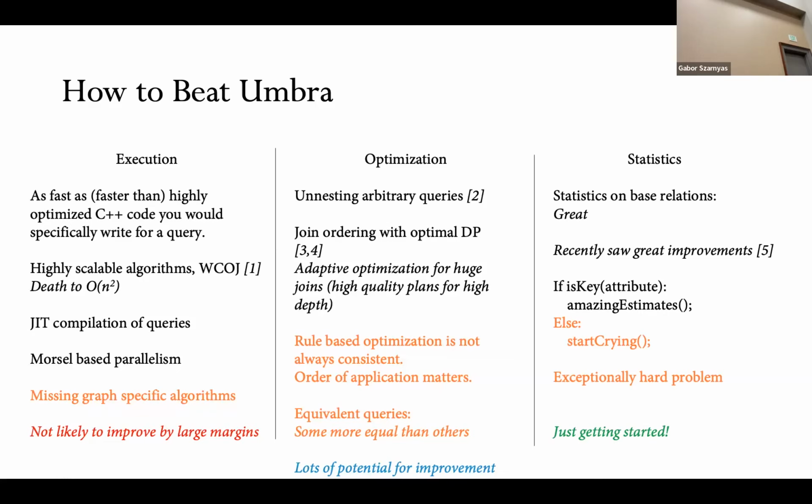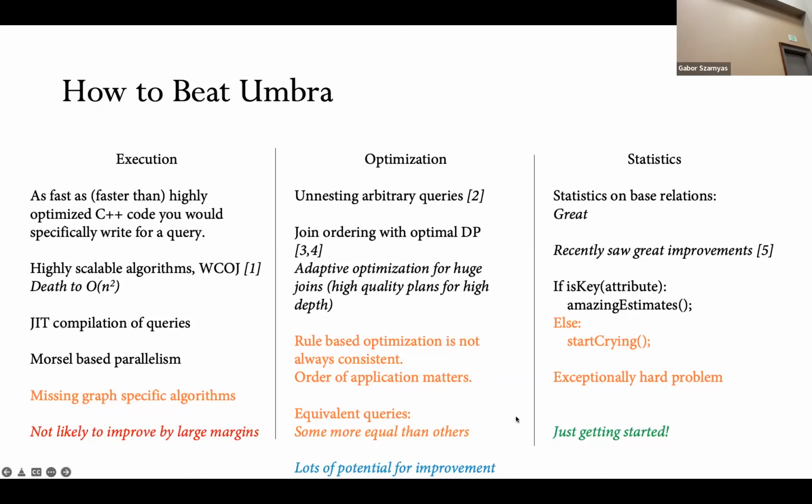And there's one more section, statistics. The statistics provide the optimizer with the information it needs to pick the best plans, and the optimizer provides the executor with the plans that it needs to execute. And our statistics are great on base relations, and we also recently saw great improvements in estimating group-wise results after selections. However, we are great at estimating keys because they are simple, but if an attribute is not a key, we are not always that good. So it's not necessarily always a disaster, but it's sometimes not that great.